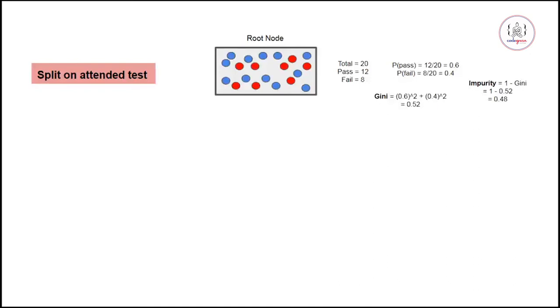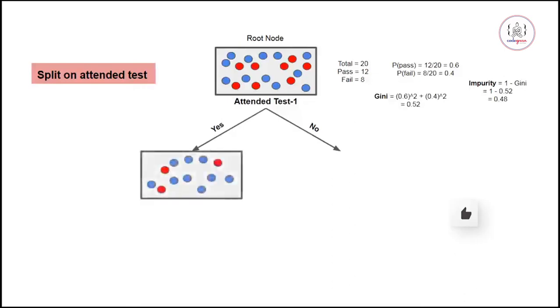Now we are going to split this data on attended test. So here we are going to split this into attended test equals yes and no. Let's consider this left subnode after splitting. The total number of data points in your left subnode is 12, and pass is equal to 9, and fail, which is your red circles, is equal to 3.